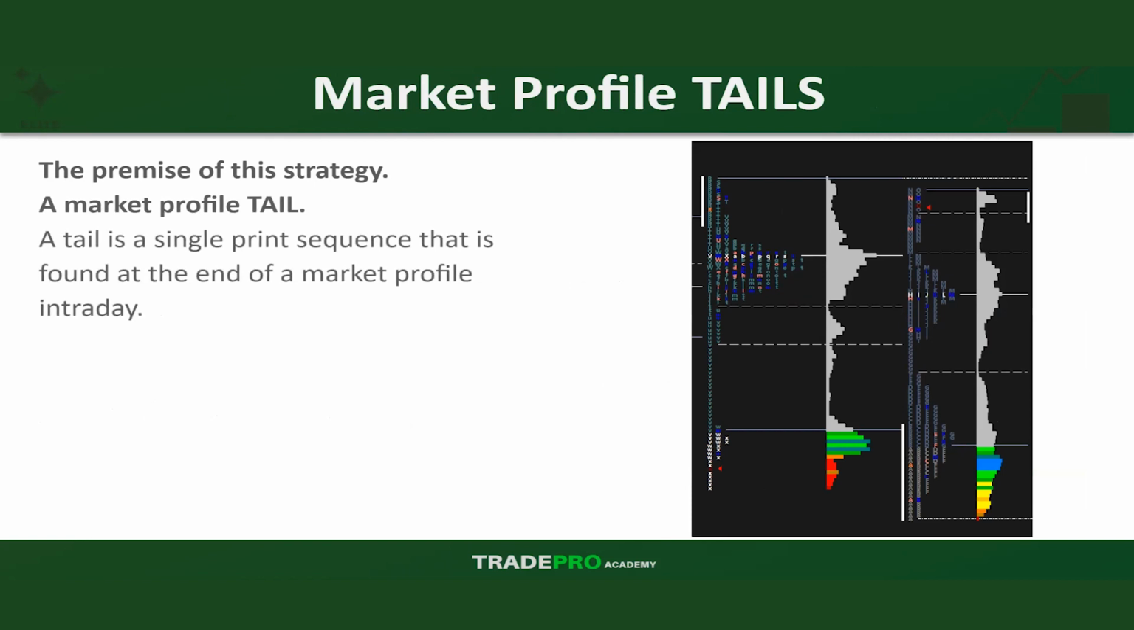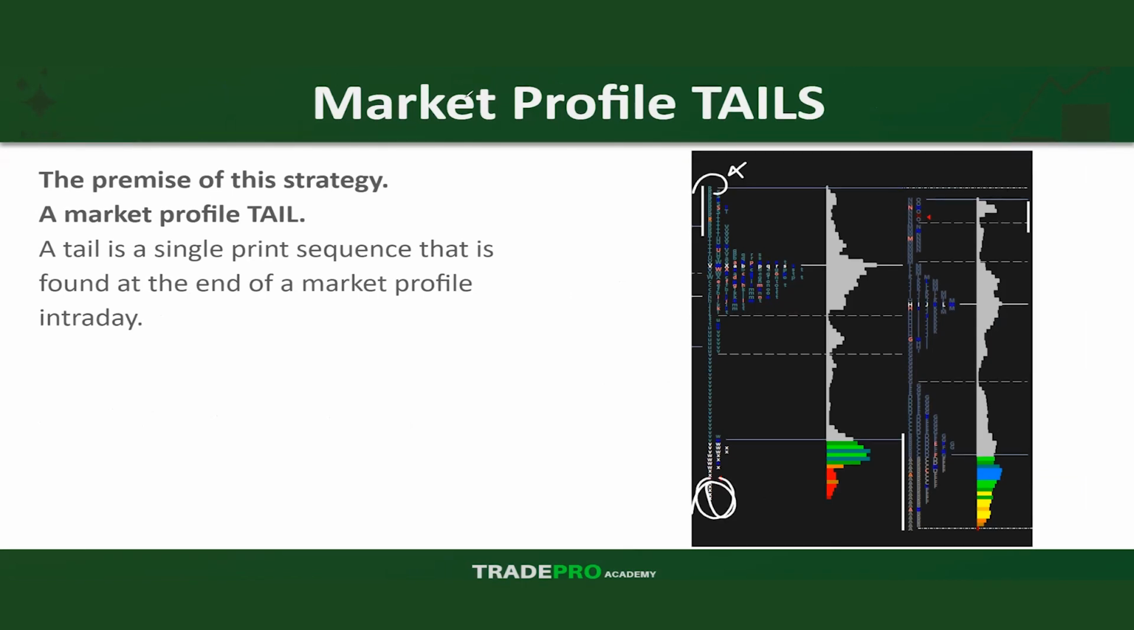A tail is a single print sequence that is found at the end of the market profile on the intraday, meaning it's going to be found at highs or lows of the market profile. Right here, there's nothing, but here at the bottom, there is something. So what this represents is unfair market movement, right? Meaning that there is emotional selling that happens at these lows, right? There's emotional trading that happens generally in this profile that we're looking at.